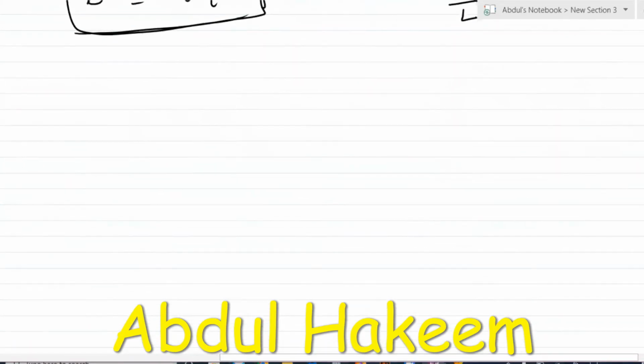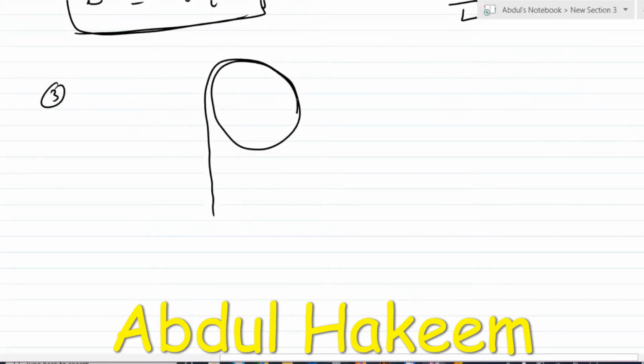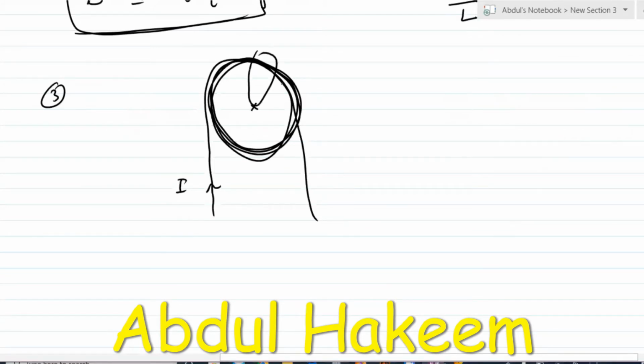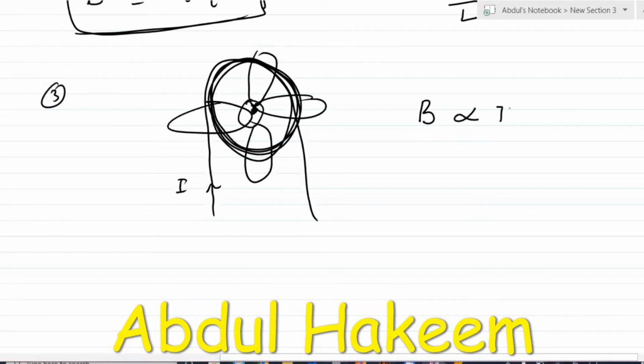And number three, suppose we have a flat circular coil, and the current is supplied to it, I. This is the center where all field lines are passing. Look, all are gathering here. So this is a stronger magnetic field area. So the magnetic field strength at this point, the center, is directly proportional to the current, directly proportional to the number of turns, but it is inversely proportional to diameter.